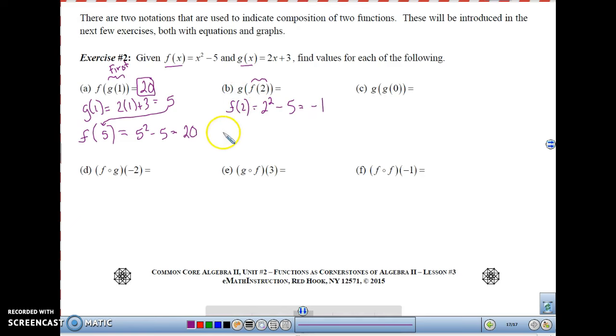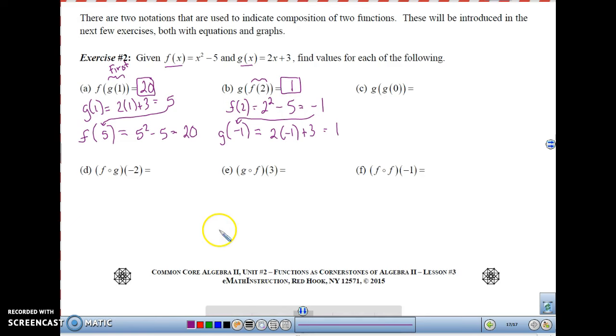Then I'm going to take g of negative 1, because f of 2 is negative 1. This goes in here. So for g of negative 1, I take the g function, this one, and plug in negative 1. 2 times negative 1 is negative 2, plus 3 is 1. So g of f of 2 is equal to 1, and that's your final answer. That's the double parenthesis method. I'm going to skip C for a second.